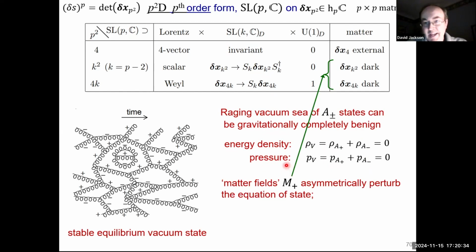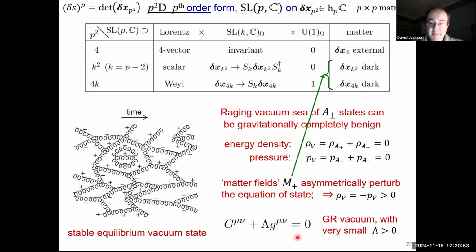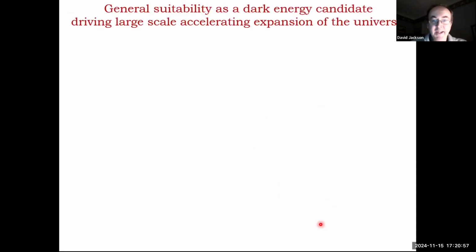So this can give us a completely benign gravitational effect. But then we have to take into account that there are other matter states in this dark sector, and these have a different equation of state than you would expect for the gauge fields. So these asymmetrically perturb the equation of state. In principle, no calculation here, but you can get a positive energy density and a negative pressure as a vacuum solution, and that can give you a cosmological effect.